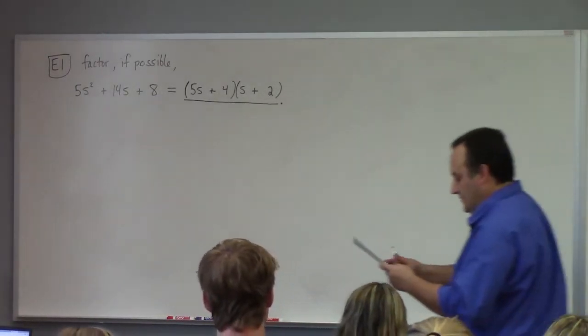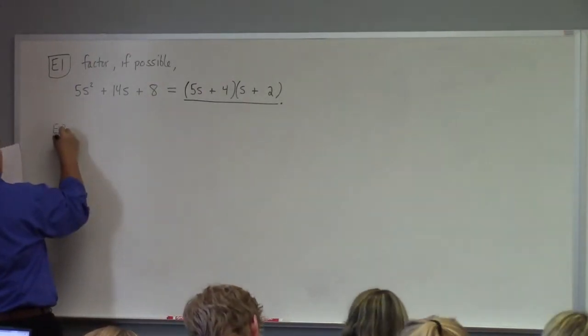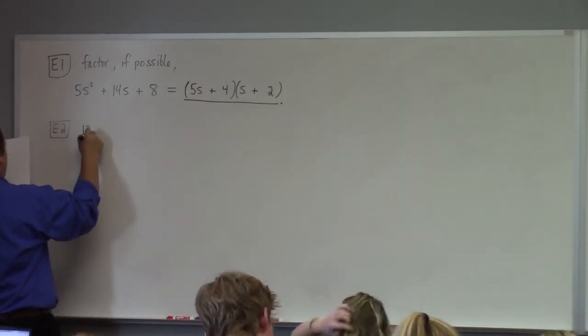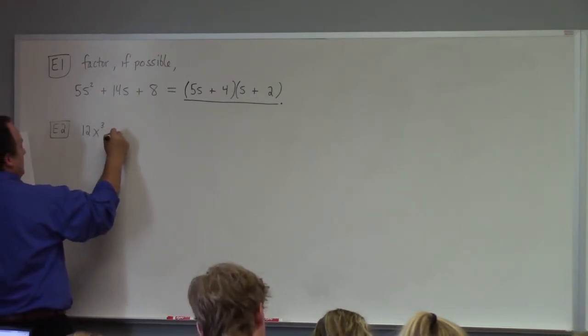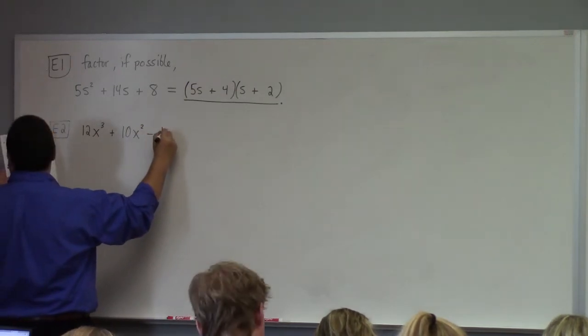So example 2. We're supposed to factor, if possible, again. So I won't copy the instructions down. I'm just going to do the problem here. Same instructions as number 1. So this time we have 12x cubed plus 10x squared minus 12x.